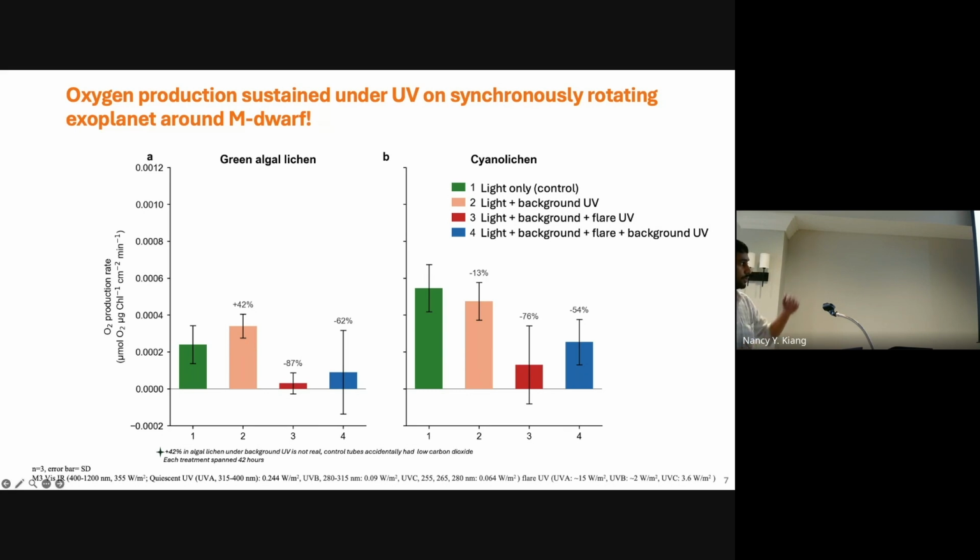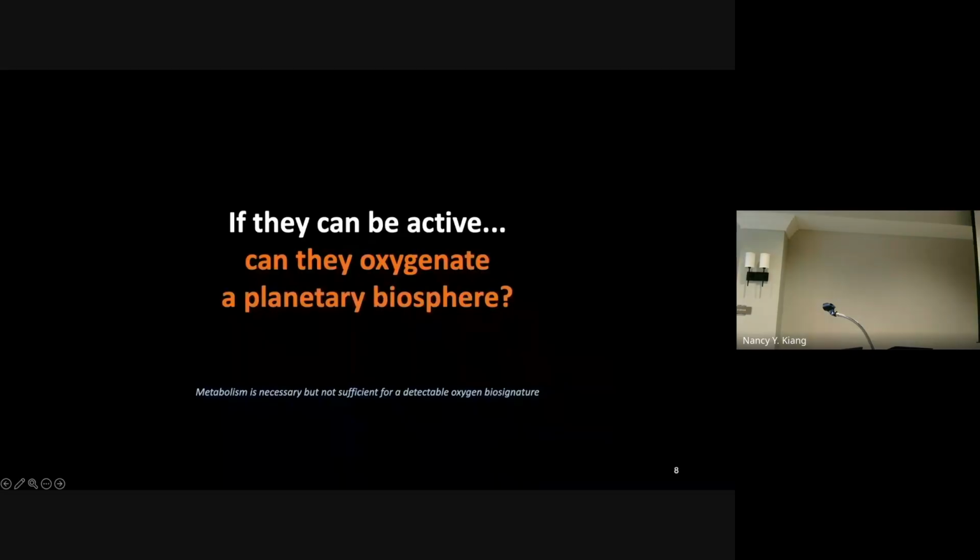On top, we have the percent change from the control. And you can see that with the flares, the oxygen production rate was significantly suppressed. However, following the background UV exposure again, they were able to recover, which shows that flares will suppress productivity, but eventually when the flare is over, they may be able to bounce back. Now we showed that it's not just survival; they can be active as well.